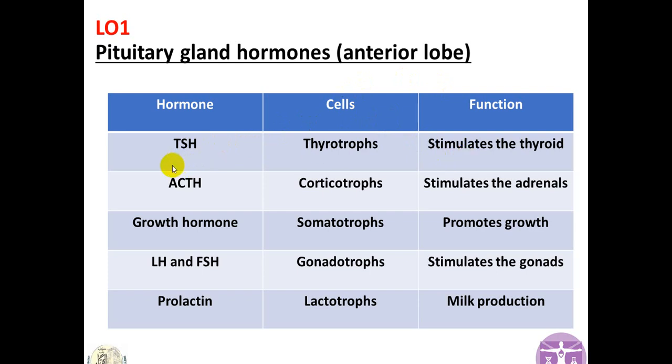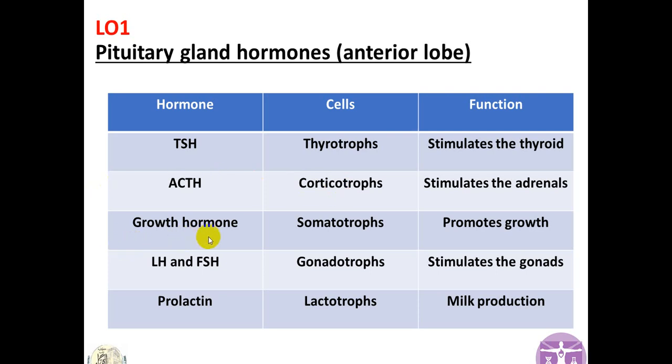The second hormone is called the ACTH, or adrenocorticotropic hormone. It is secreted by the corticotrophs, and the action of the ACTH is to stimulate the adrenals, and specifically it acts on the adrenal cortex to secrete cortisol and, to a lesser extent, sex hormones.